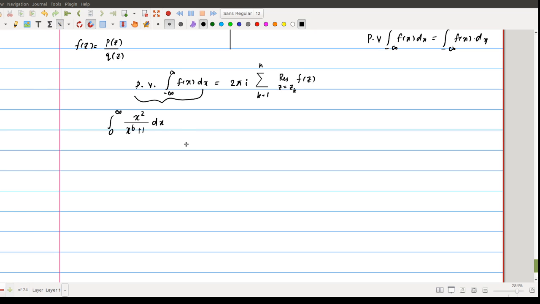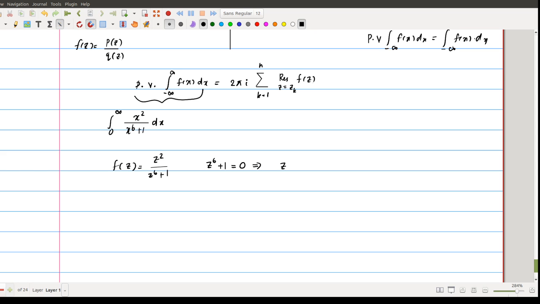In order to evaluate this integral, we first consider f of z. f of z is z square by z raised to 6 plus 1. This is obtained by replacing all the x's in the integrand, and we observe the singularities of this function. We know that singularities of f of z are obtained by equating the denominator to 0. The sixth roots of minus 1 are the zeros of this denominator, so that will give the singularities of f of z.